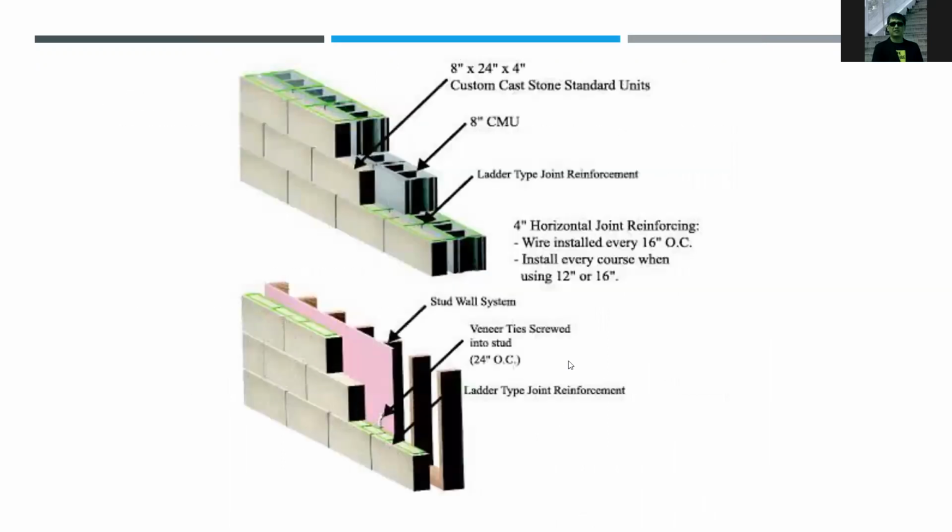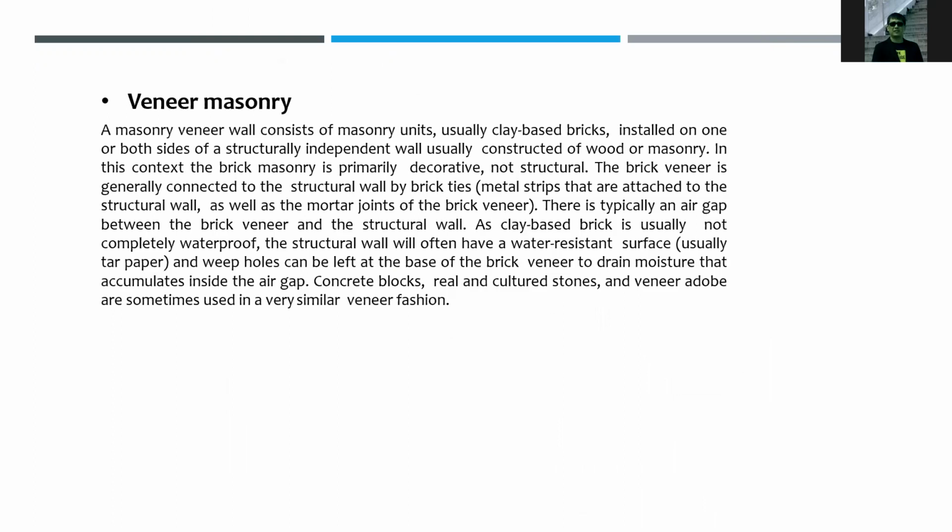So this is the veneer masonry wall, which consists of masonry units, usually clay-based bricks, installed on one or both sides of a structurally independent wall, usually constructed of wood or masonry. In this context, the brick masonry is primarily decorative, not structural.